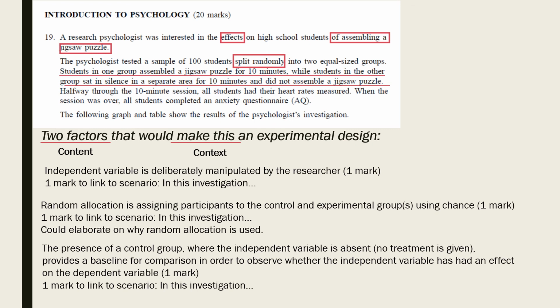So in this investigation, the control group are the students sitting in silence in a separate area that don't assemble the jigsaw puzzle. And that allows us to see that it is the jigsaw puzzle that has influenced heart rate and anxiety questionnaire and not a different factor, because if both groups had a change in their heart rate and their anxiety scores, we would know that that change is not as a result of the jigsaw. It has to be something else because the control group didn't assemble the jigsaw.